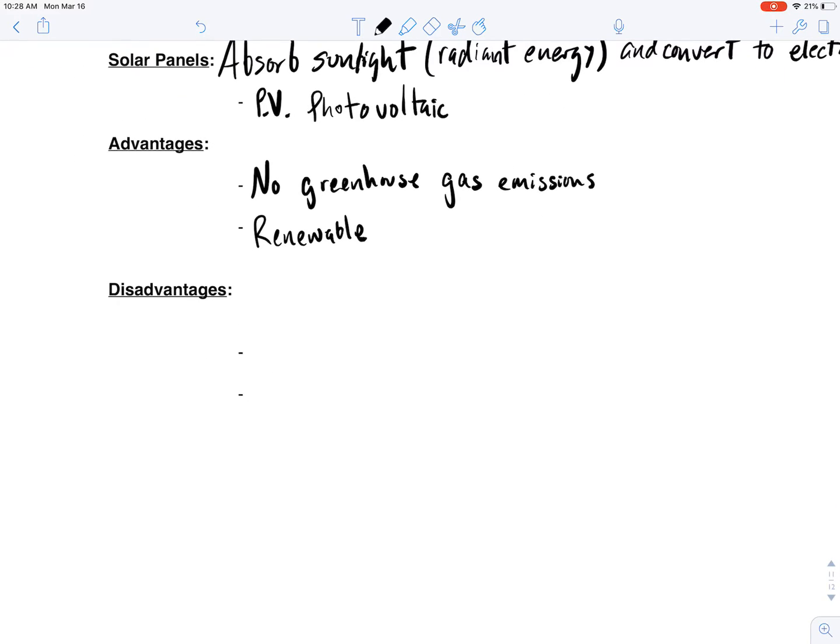Now, there are some disadvantages here with solar power. Remember, it's not available 24/7. At nighttime, we're not making solar power. And remember, baseload energy, we need electricity being produced 24/7 to be able to utilize energy whenever we need it. That luxury that we like to have. So it's not available 24/7.